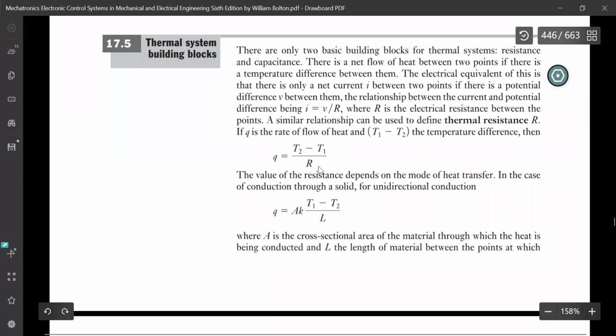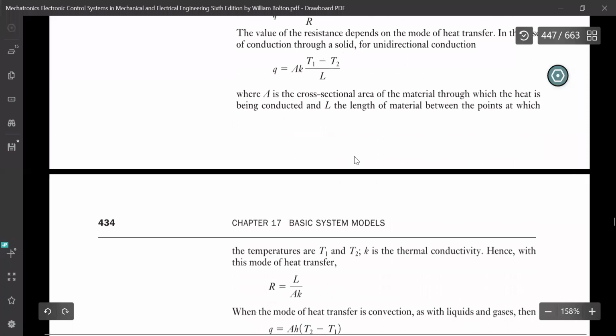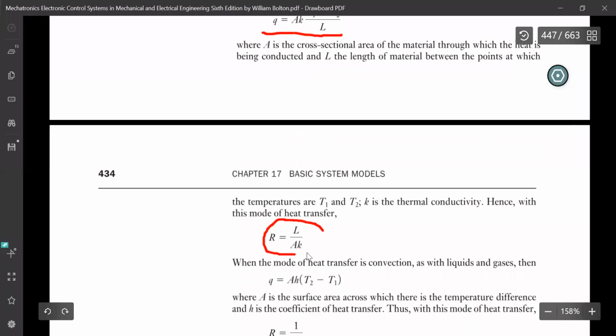Whatever resistance is encountered during the journey from one point to another, the flow rate of heat will depend upon that resistance. The value of the resistance depends upon the mode of heat transfer. You already know about these things. In the case of solids, Q is equal to A times K times the temperature difference over L, where A is the cross-sectional area of the material. This is known as the law of thermal conductivity in solids, and K is the thermal conductivity. Hence you can compare this equation with the earlier one, and finally find the resistance to the heat flow. That comes out to be L upon A times K, where K is the thermal conductivity.